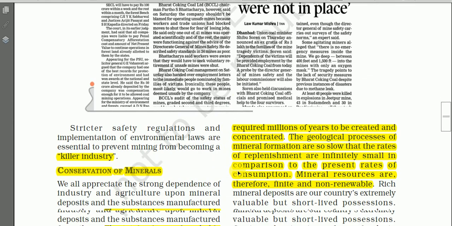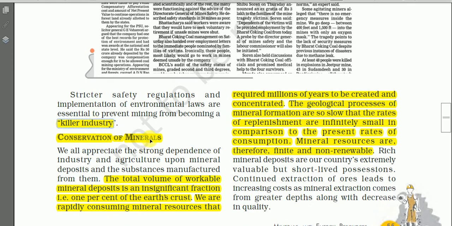Okay, see here, mining is known as a killer industry because of the risks and because of the problems created for the environment and human health.